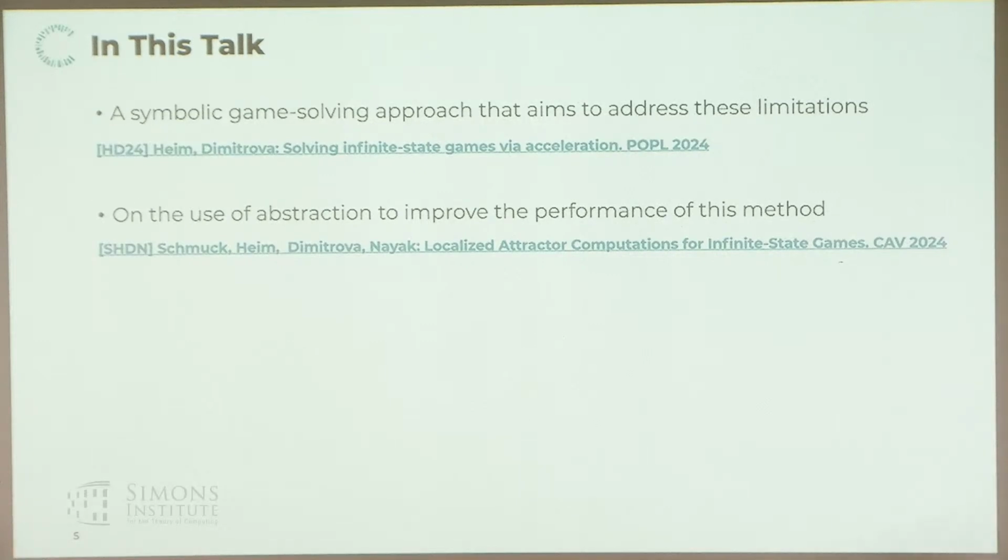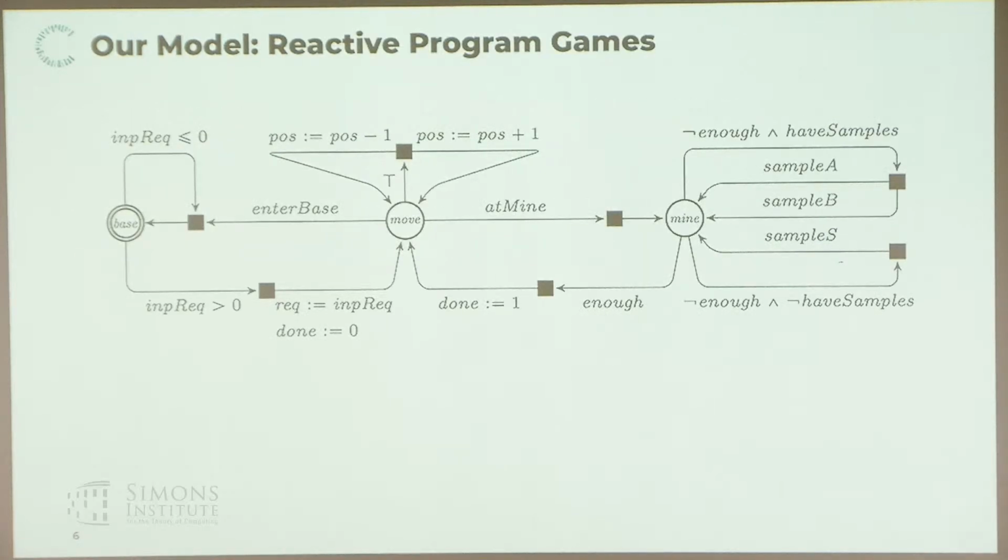So in this talk, I will cover one approach which we recently introduced, which is a symbolic game solving approach that aims to address the limitation of the prior symbolic techniques for game solving for infinite state games. Then I'll talk about how we use abstraction to actually improve the performance of that method. Before I introduce our approach, let me briefly present the model that we use to represent infinite state games, and also introduce a running example that I will use to illustrate the main ideas of our techniques.